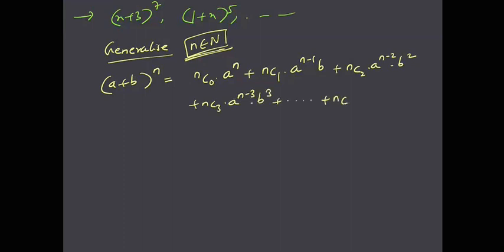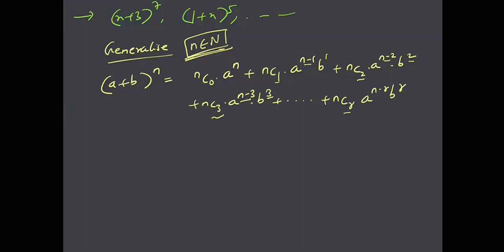In the general term, you can see nc3 a power n minus 3 b power 3, nc1 a power n minus 1 b power 1, nc2 a power n minus 2 b power 2. So if there is ncr, it will be a power n minus r into b power r, right?